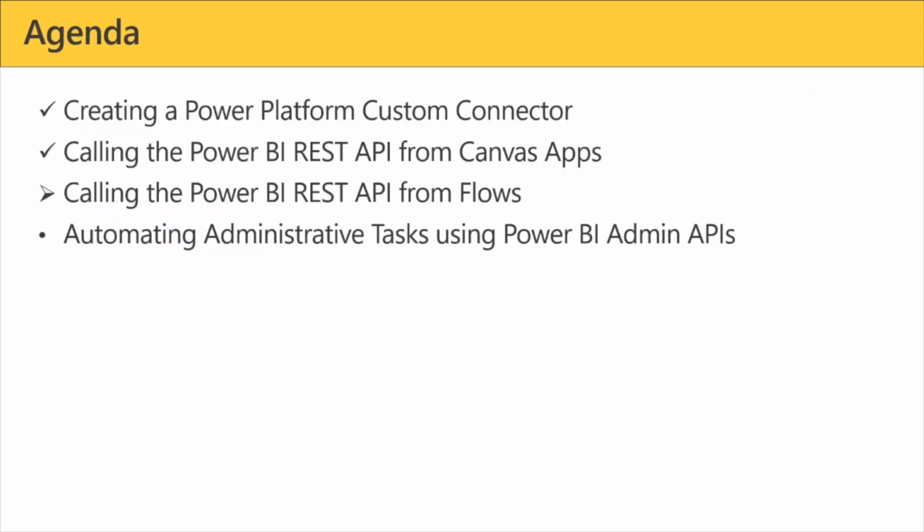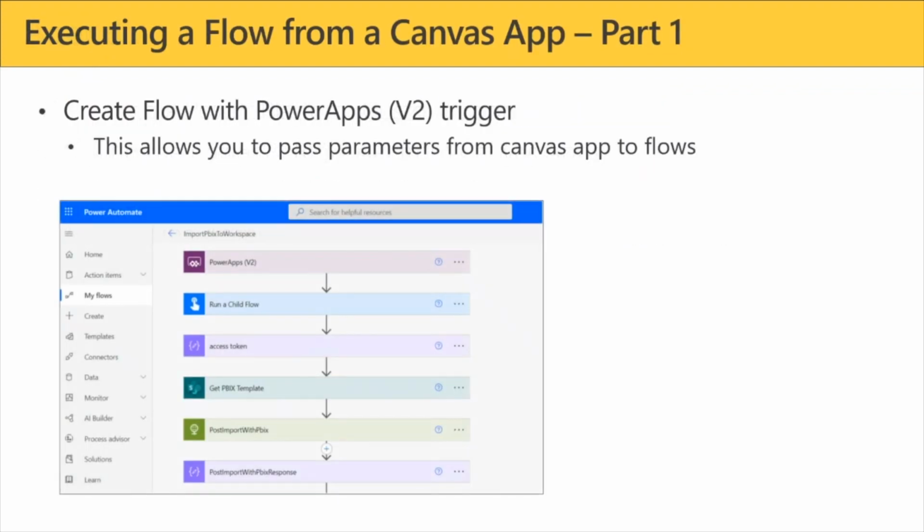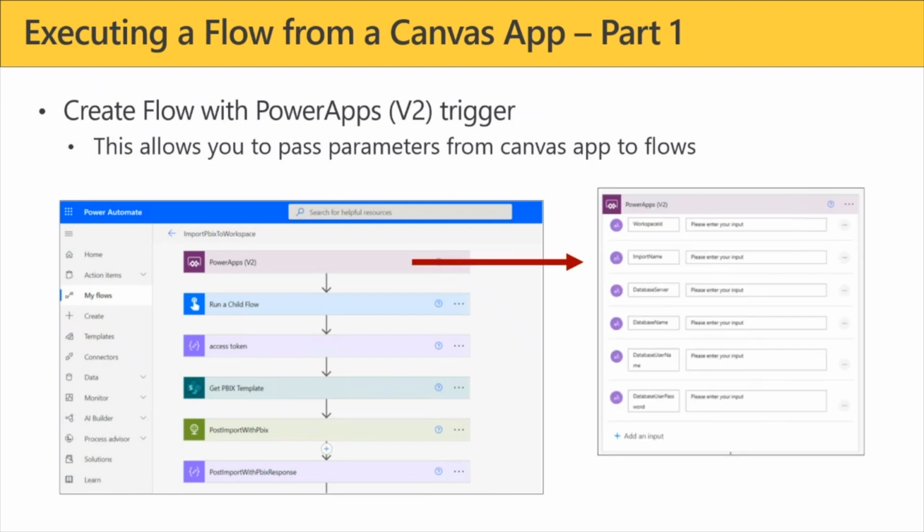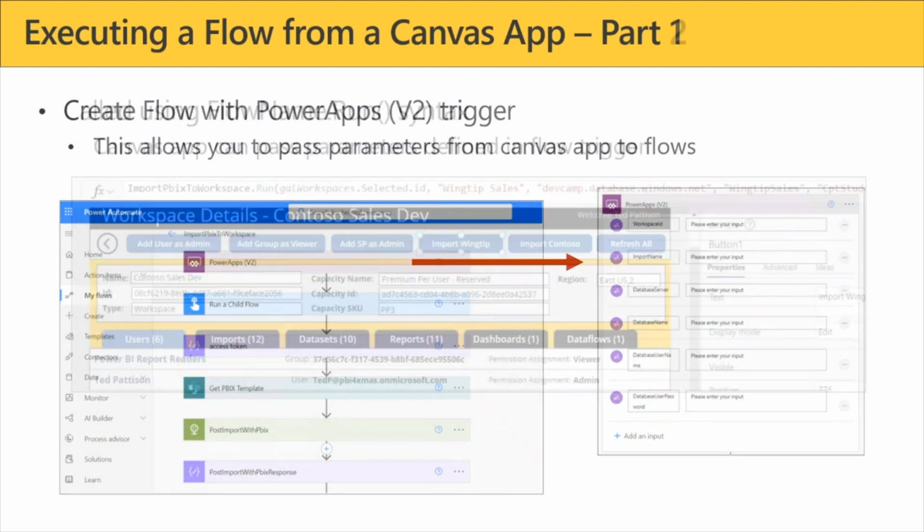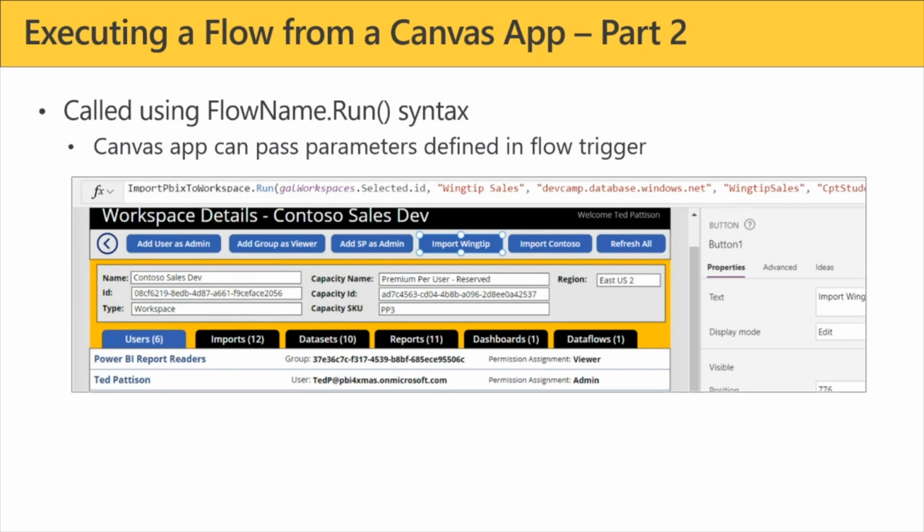Okay. But now that you've seen that, you've seen how we can get in there. You've seen executing that flow from a Canvas app. And you saw that the Power Apps V2 trigger is the key to defining all the parameters you want to pass from your Canvas app to your flow. Now, you saw calling that from the Canvas app. And this is interesting because we're calling it from an app that's authenticated as a user.